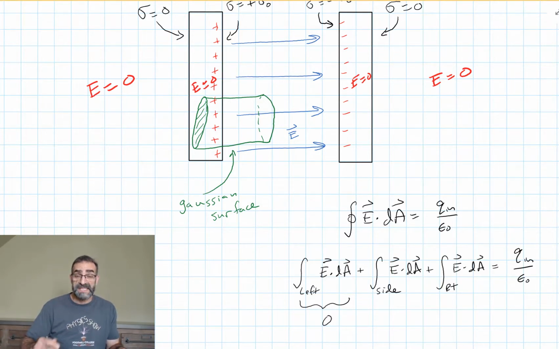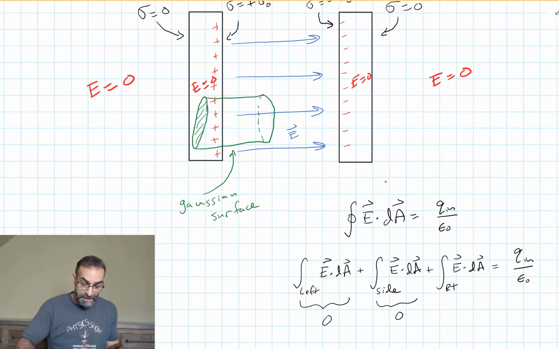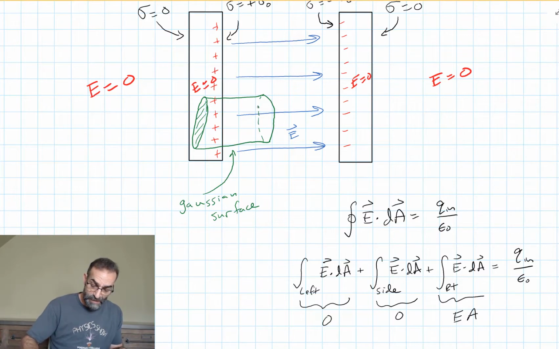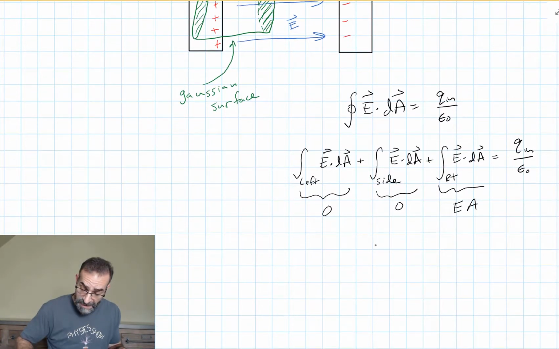The curved surface, the side of my cylinder, has a flux of 0 because the electric field lines are parallel to the surface. None of them penetrate the surface, so the flux is 0. And the right end is just going to be the electric field times the area of the right end. That's this round circular area right here. That becomes E times the area of the end is Q inside over epsilon naught.